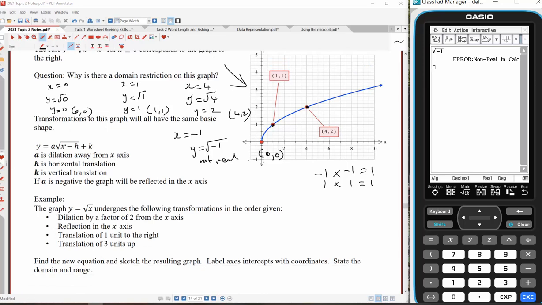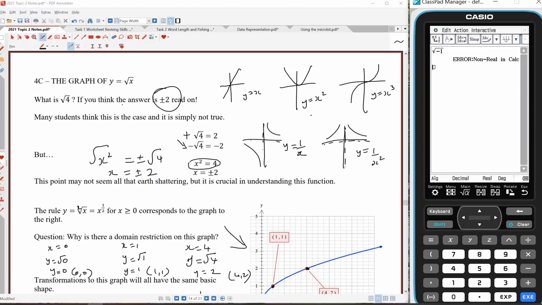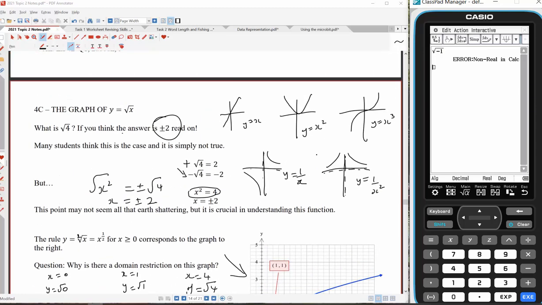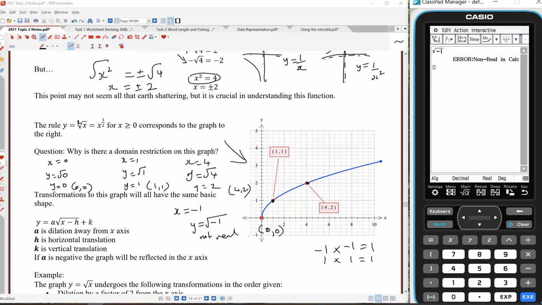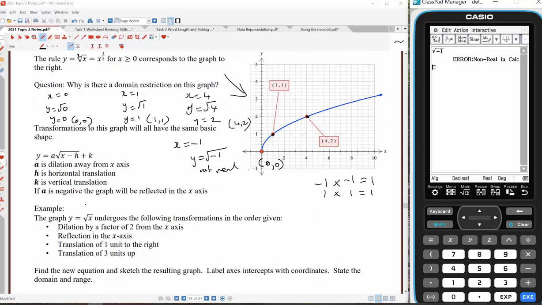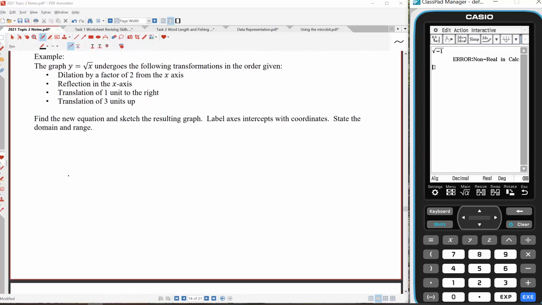Okay, so what we can do is transform the root function in exactly the same way that we transformed every one of these graphs here, okay? So this h and k will translate it left or right. This a value will dilate it from the x-axis, and if the a value is negative, it'll be a reflection in the x-axis. So we simply read them off exactly the same way as we've done so far.